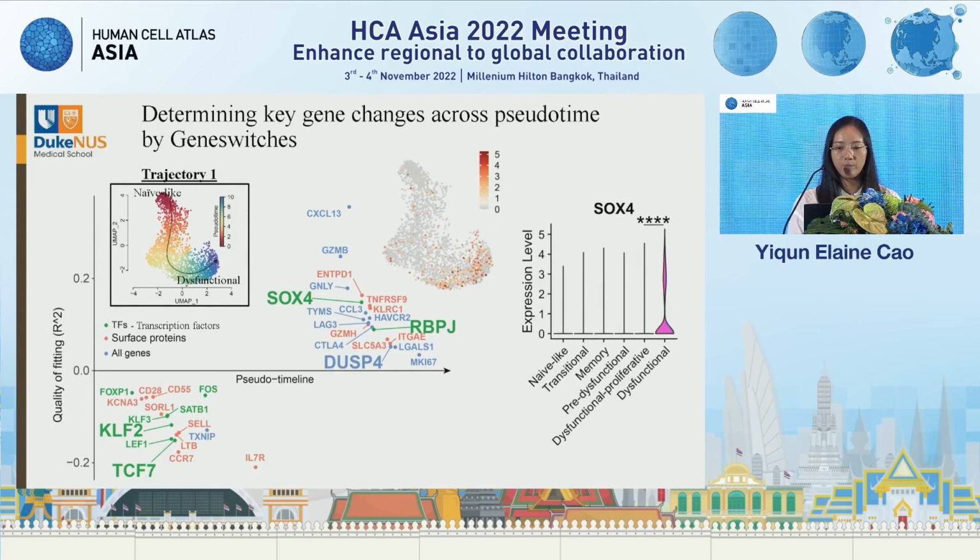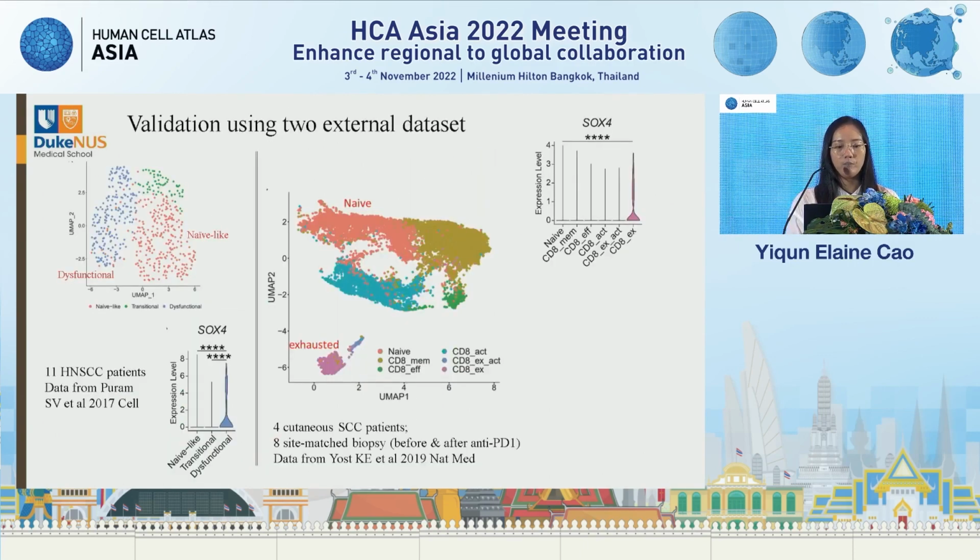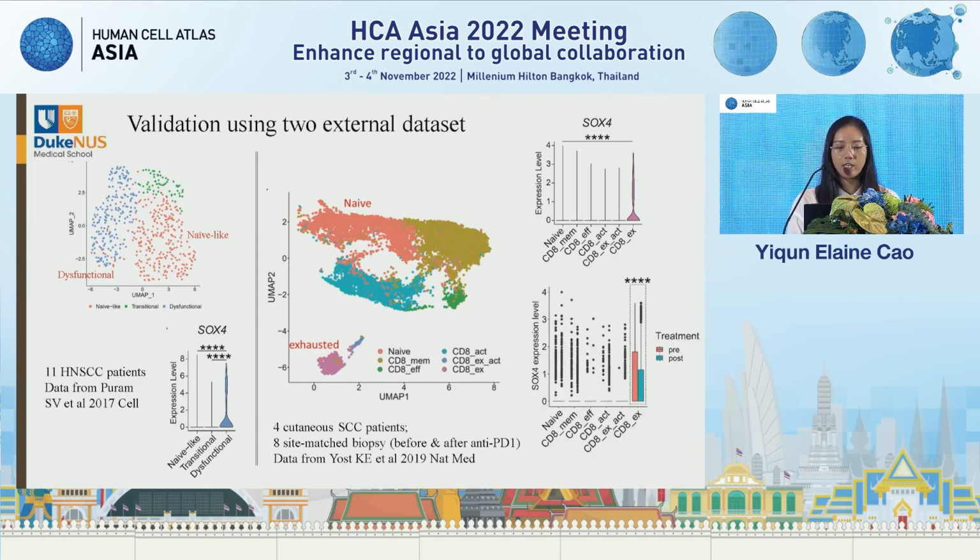For this observation, we first validated it computationally, by checking two external data sets. One data set consists of 11 HNSCC patients, and the second one consists of squamous cell carcinoma patients. So in both data sets, we observed the overexpression of SOX4 in the dysfunctional compartment. Then the second data set also provided the information of before and after anti-PD-1 treatment.